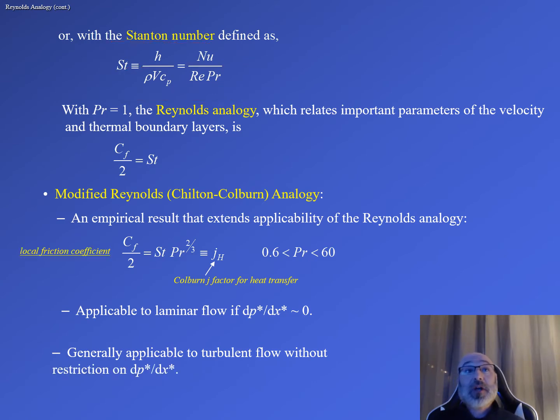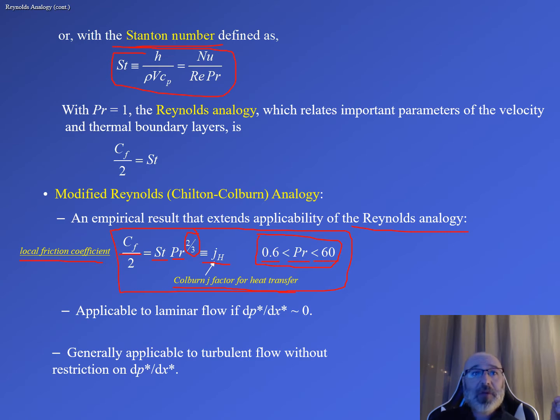So next I want to take a look at our modified Reynolds analogy. This is an empirical result that extends the applicability of the Reynolds analogy that we looked at earlier. So we can see the relationship we have down here for our local friction coefficient, where C sub f over 2 is equal to our St, where recall our St we defined up above is our Stanton number, times our Prandtl number to the 2/3 power, and this is equal to our lowercase j sub h, which is our Colburn j factor for heat transfer. And this holds true for values of 0.6 to 60 for our Pr number.